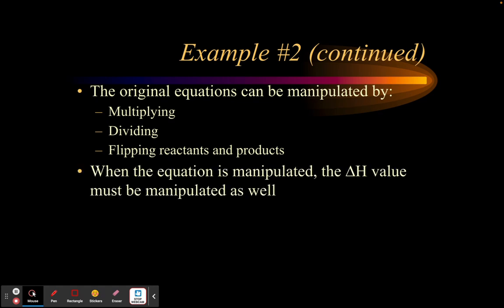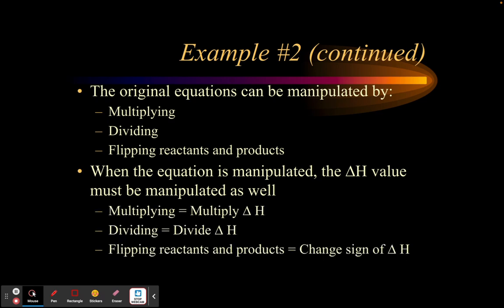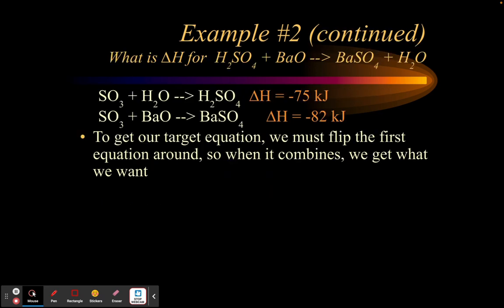When the equation is manipulated, the delta H value must be manipulated as well. So if you're going to multiply a reaction by 2, then you have to multiply your delta H for that reaction also by 2. And then dividing and/or changing the sign. If you're going to flip the reaction around, so the products are now the reactants and the reactants are now the products, you have to change the delta H's sign. So if it was negative, you make it positive. If it was positive, you make it negative.